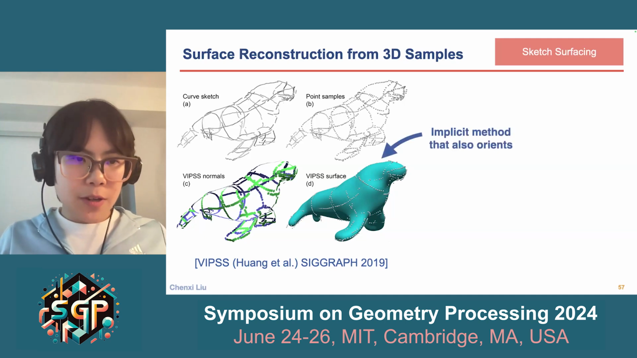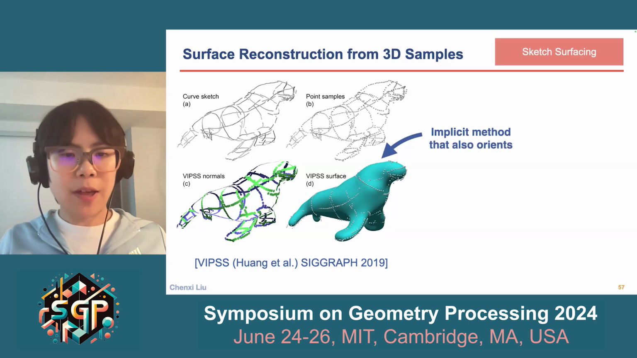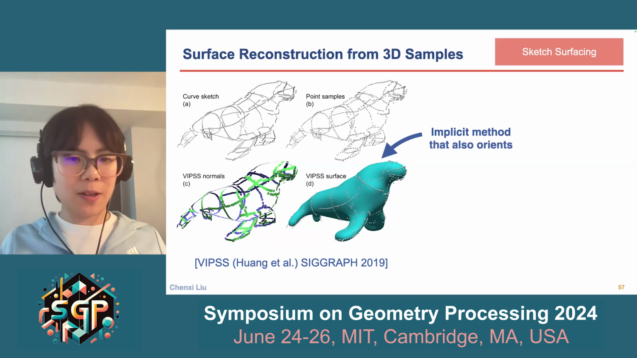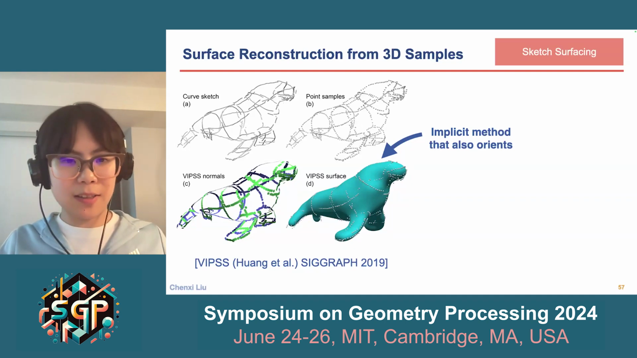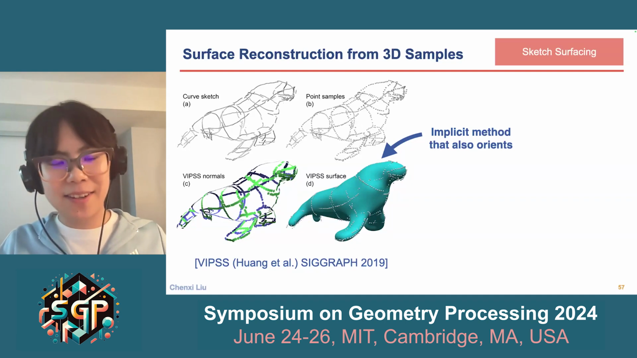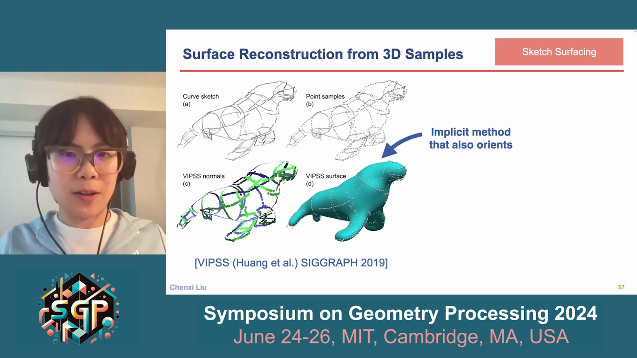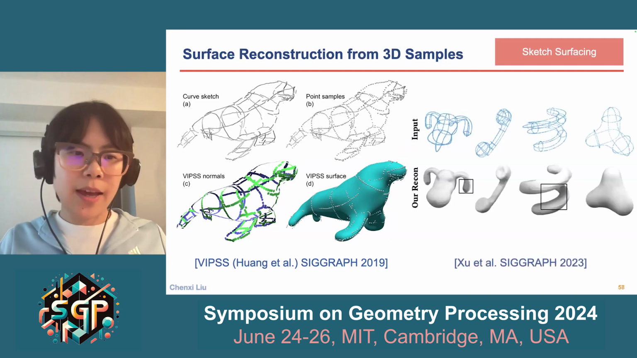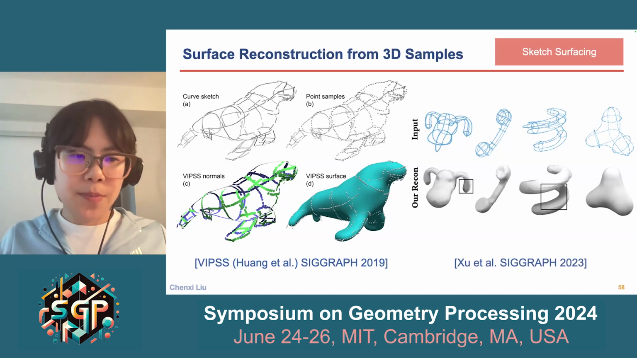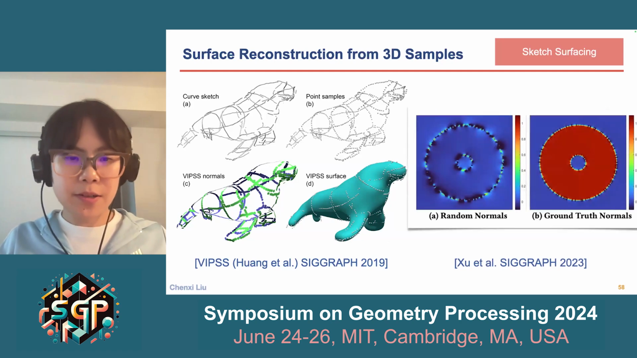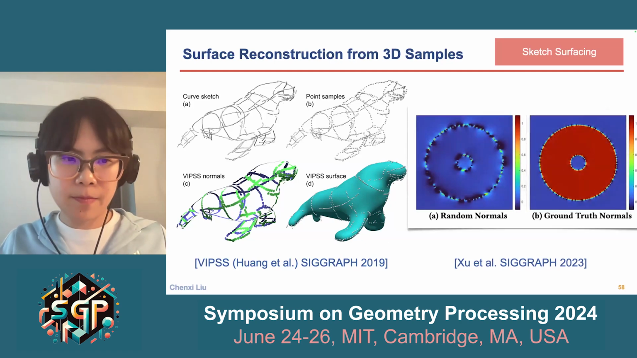This method, VIPS, is an implicit method that also orients the normals, but it has a drawback, which is the long runtime. It has a high computational complexity. And there is a more recent general surface reconstruction method that can also work on 3D sketching points. This method uses a winding number prior to orient the normals.